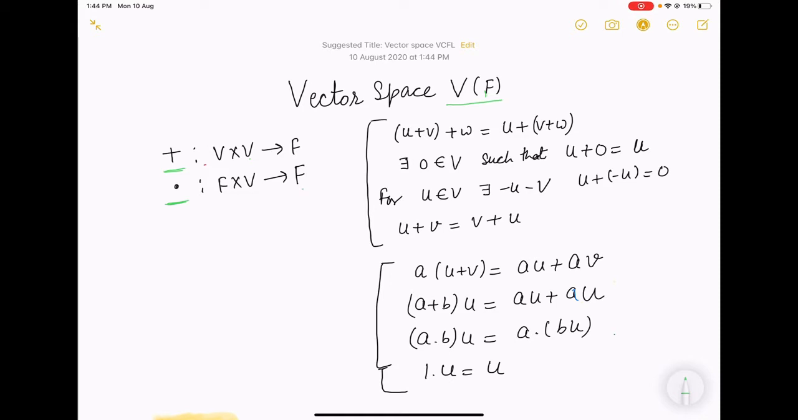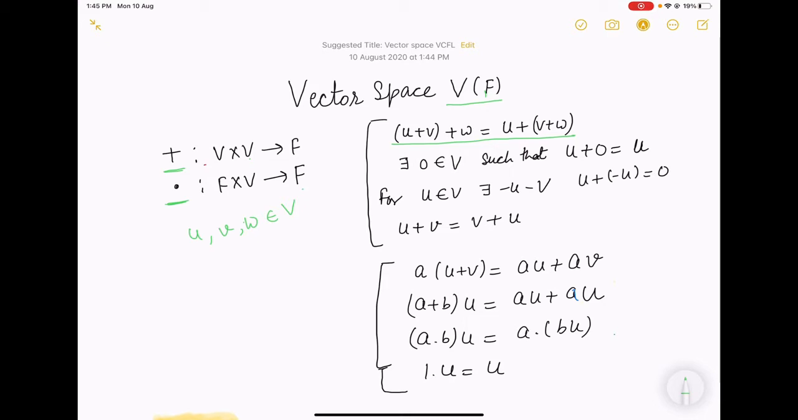Now the properties satisfied by a vector space are: the first one is the associative property, that is, for any U, V and W belonging to V, (U plus V) plus W is the same as U plus (V plus W). That is, if we change the order of grouping, the addition remains the same. Next property is the existence of identity. There exists an additive identity 0 belonging to V such that U plus 0 equals U.